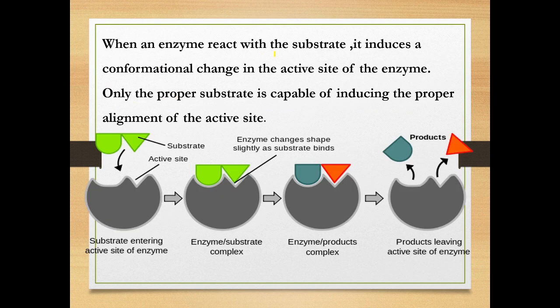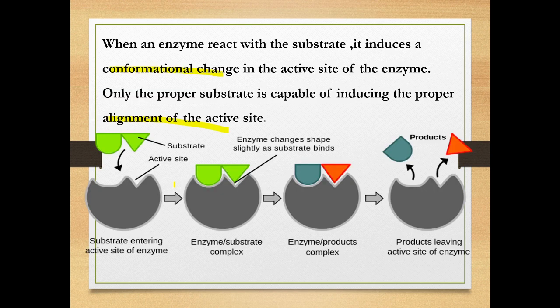So when an enzyme reacts with a substrate, it induces a conformational change in the active site. Only the proper substrate is capable of inducing proper alignment of the active site. We already said that. So that is the active mechanism of enzyme action.